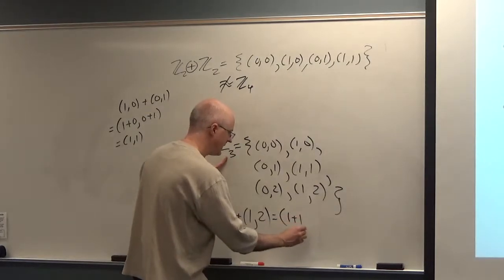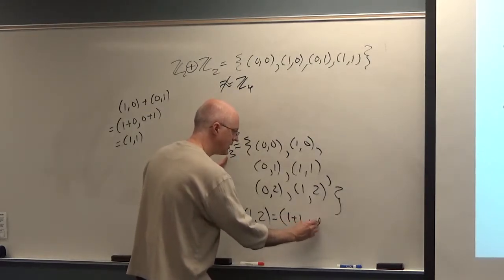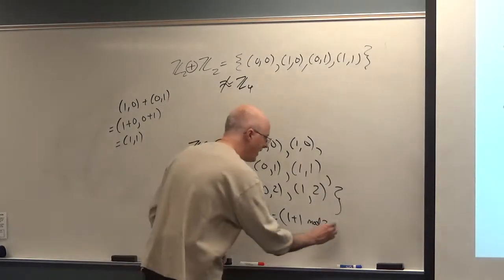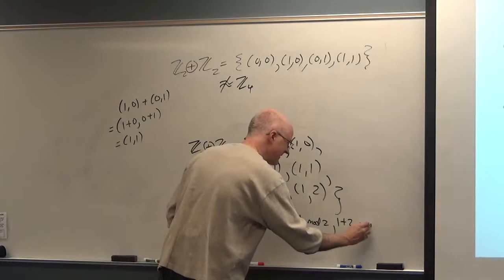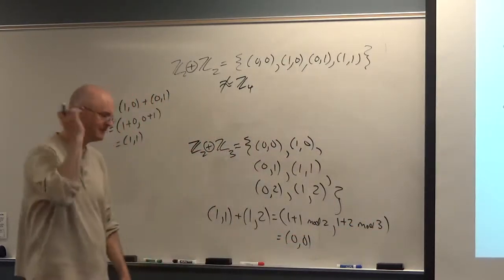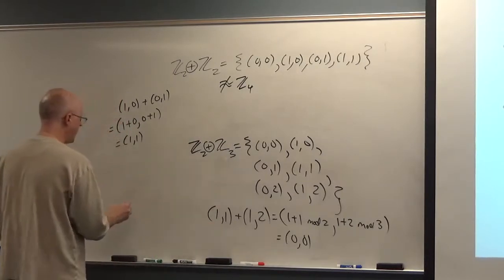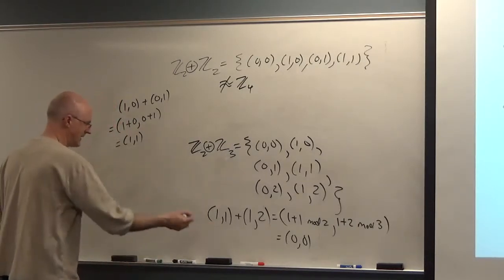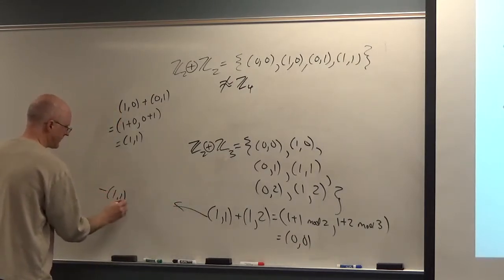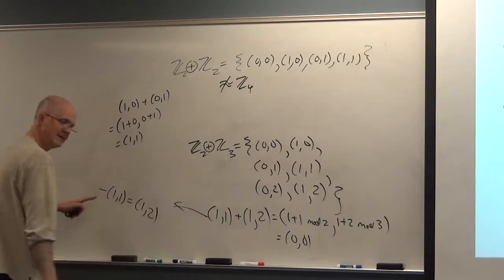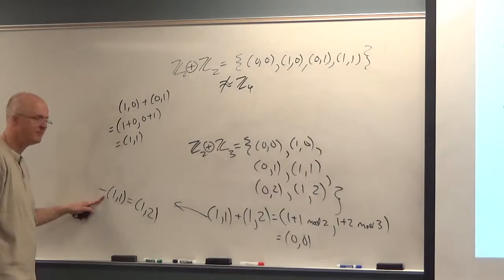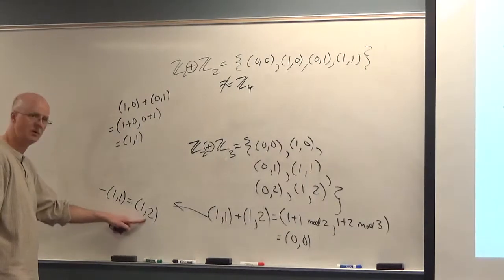So I do 1 plus 1 here, mod 2. You don't have to write the mod 2, but I will for emphasis. Then I do 1 plus 2, mod 3. So I get 0, 0. The additive inverse of 1, 1 then would be 1, 2. Again, getting the identity, I could also write something like this. This would be an okay thing to write: the additive inverse, using a negative sign in front instead of as a power, of 1, 1 is 1, 2.